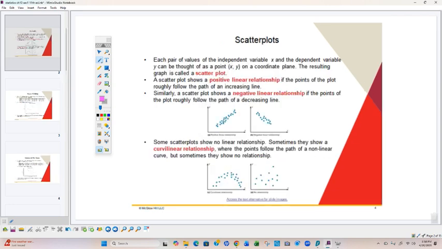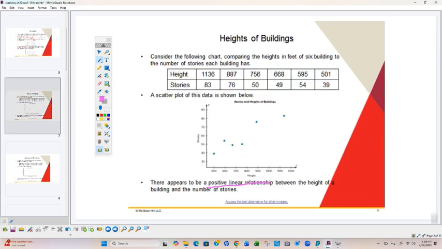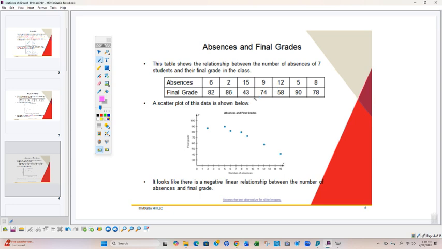Whoops, sorry. I wrote all over that. Let me erase that and try again. It's called a positive linear relationship. So on the next one, what we're going to see is as absences go up, grades go down. This is called a negative linear relationship.